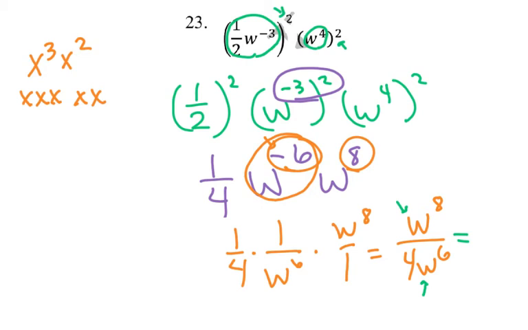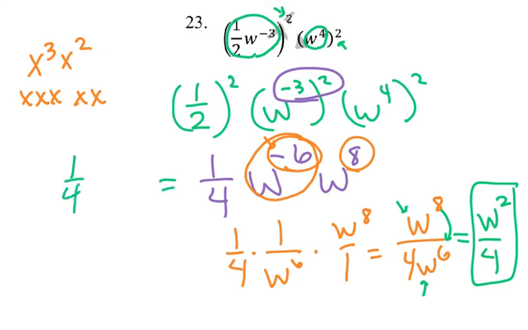What I'm going to have left over, this is the quotient rule, I would do 8 minus 6, which is positive 2. So I'm going to have w to the second power. It's going to be on top because it was positive over 4. And so that's actually exactly the same thing as what I had before when I just added the exponents. I had 1/4 and then w to the positive 2. That's exactly the same thing.